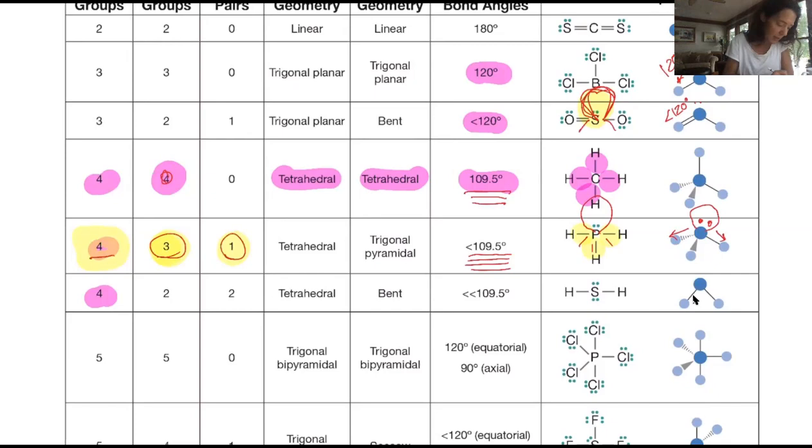Why is it less than the 4 domains, 4 bonding, 0 non-bonding, no lone pairs, right? Well, actually, I want to compare these two, okay? That's what I want to compare. I want to compare these two, and I apologize for that. We need to compare these two.